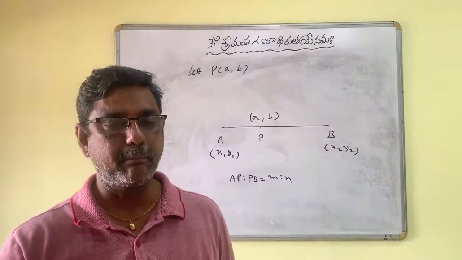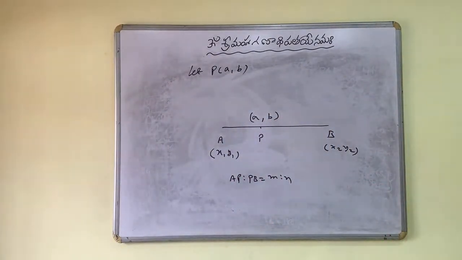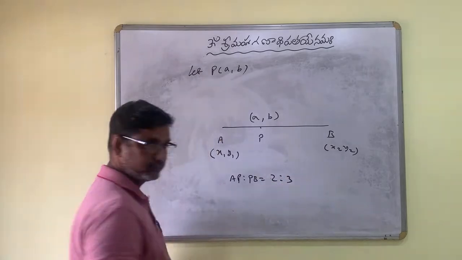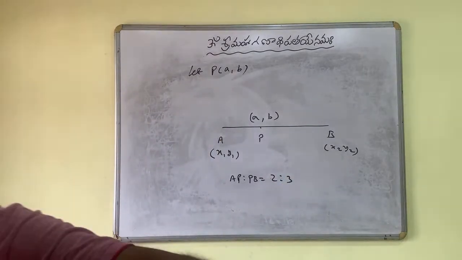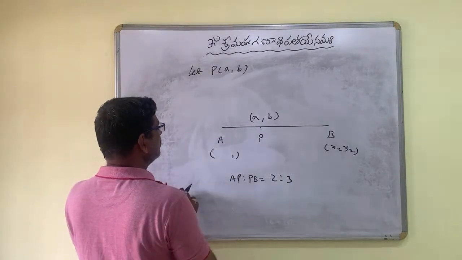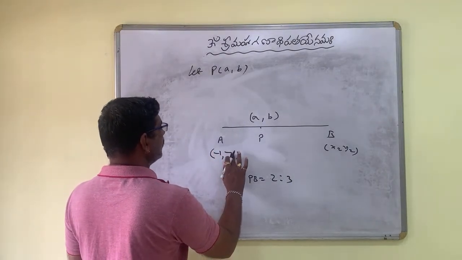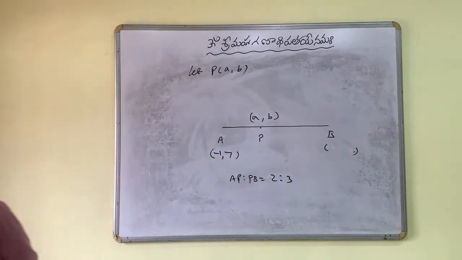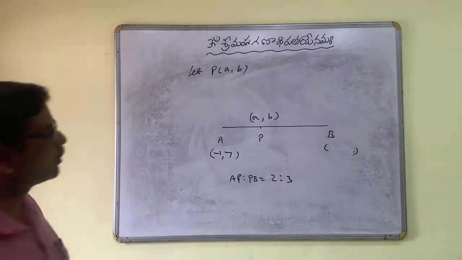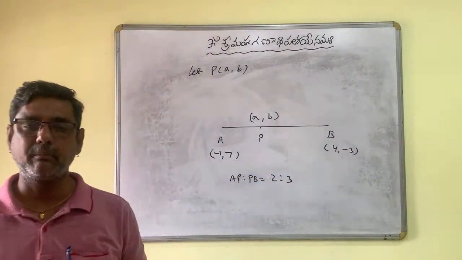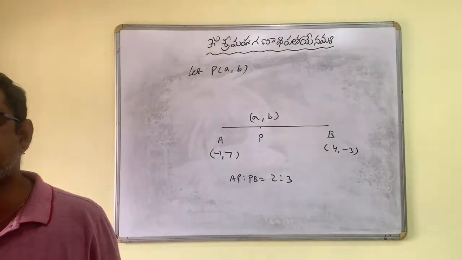We will see an example for this. I will take the ratio 2:3. Coordinates of A are (-1, 7), and coordinates of B are (4, -3). The basic problem, children.